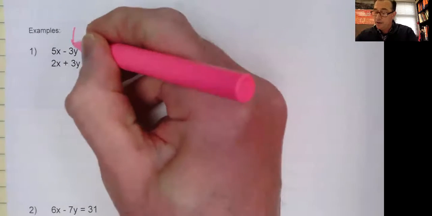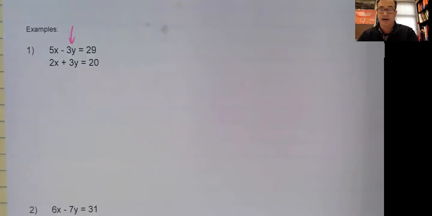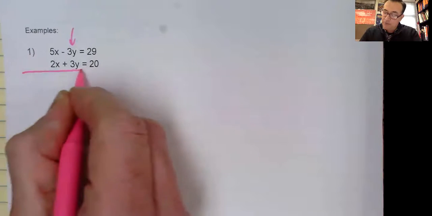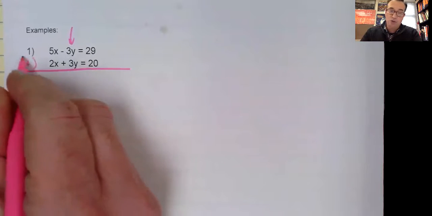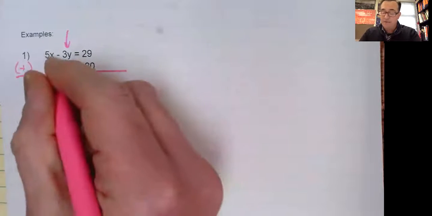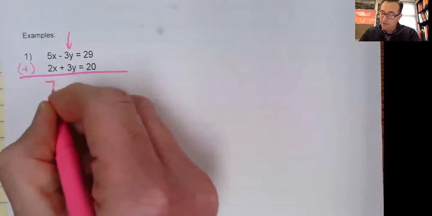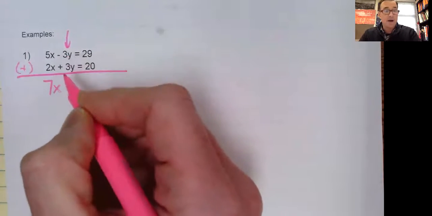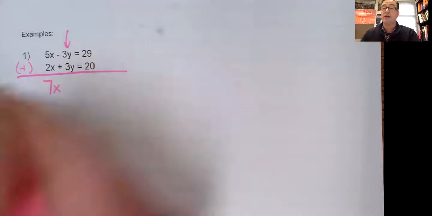Clearly right here, we do. We've got a negative 3y and a positive 3y. Perfect. Set up perfectly for us to use our elimination by adding straight down and keeping these equations equal. So 5x plus 2x is going to be 7x. Negative 3y plus 3y, those will cancel each other out and give us a 0.